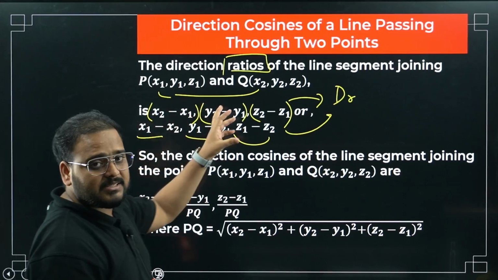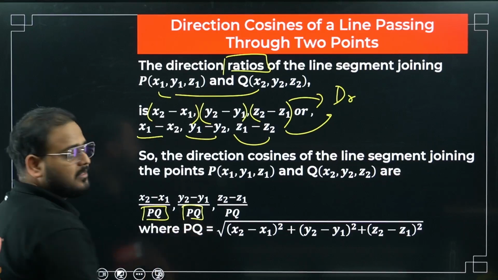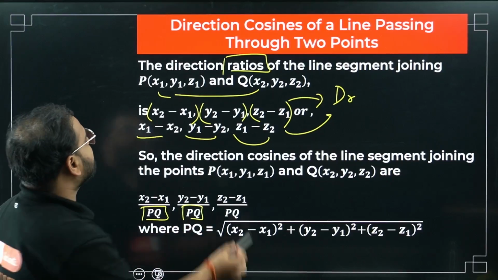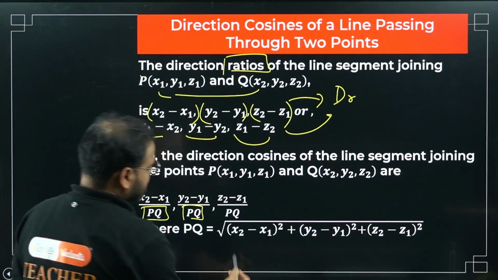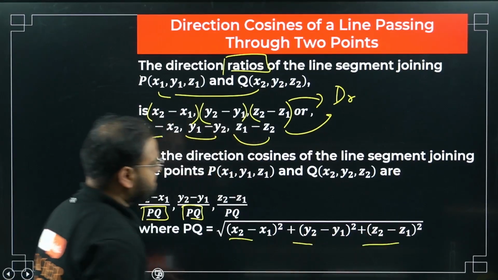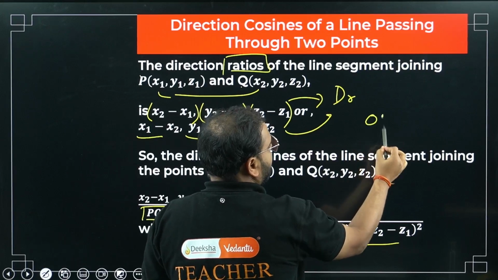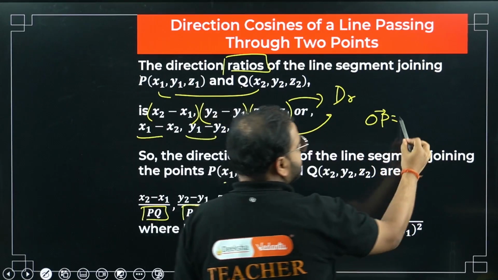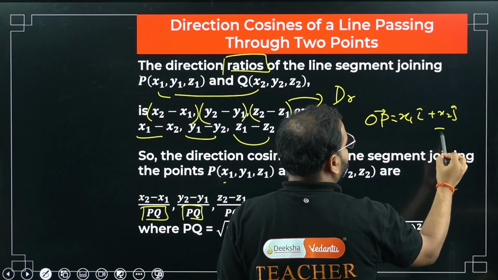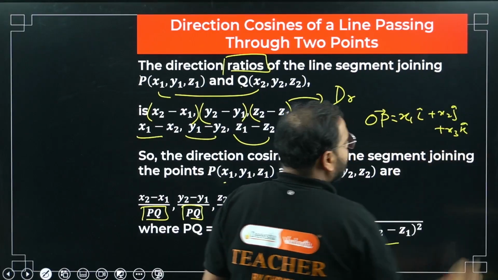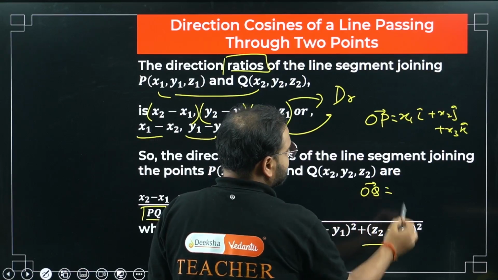What about direction cosines? You have to divide this by PQ. What's PQ? The length of the vector PQ. If this is the point P and this is the point Q, PQ is the magnitude of the vector. If I write in vector form, how do I write the position vector for P? I write OP as x1 i cap, y1 j cap and z1 k cap. In the same way I can write OQ.